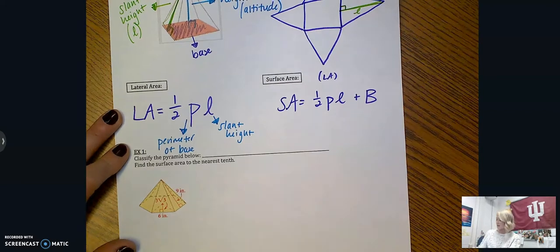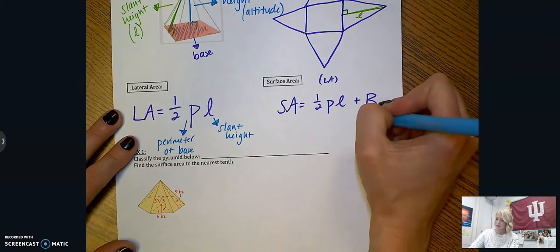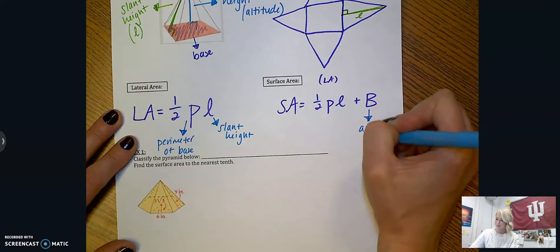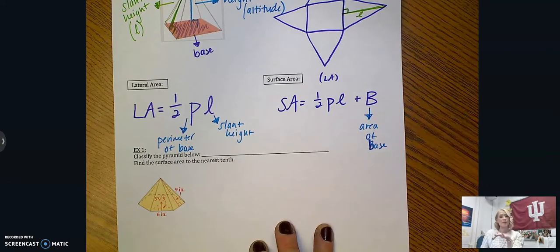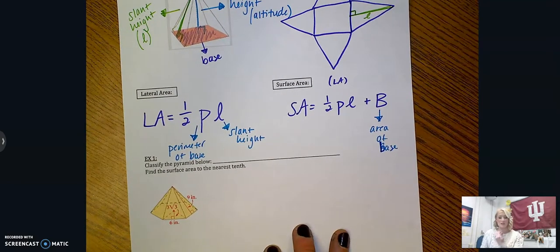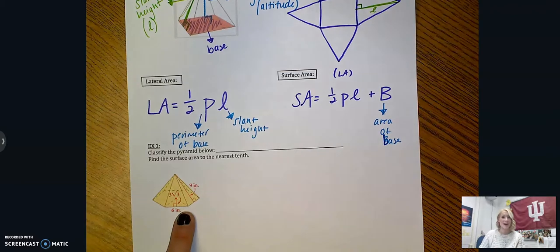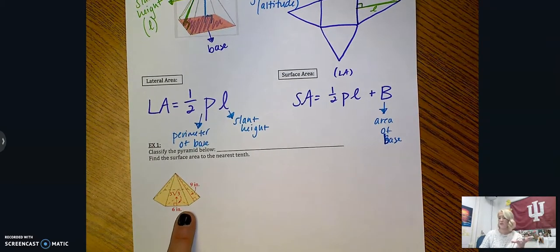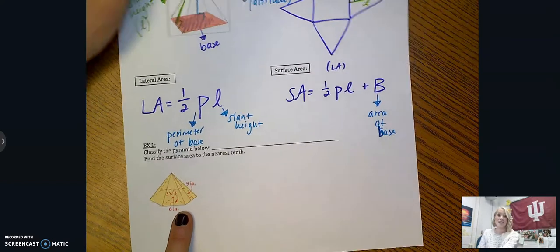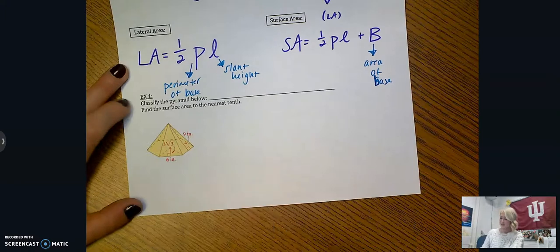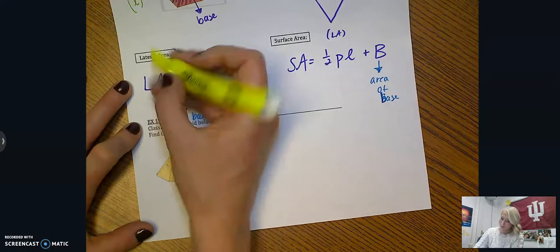So you're going to tack on the area of the base. And I just have to say big B here, for base. I have to say big B because the base can change. Like in this first example, it's a hexagon. So I can't just give you a formula for B. You have to think about, well, how do I find the area of a hexagon? It's constantly changing. That kind of stinks. All right, maybe we'll highlight those.